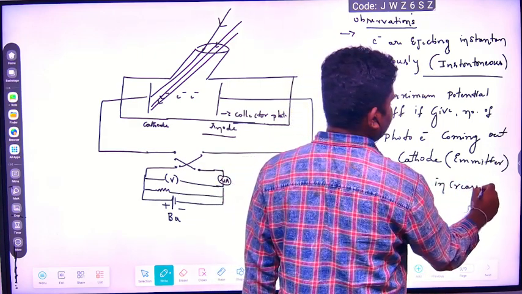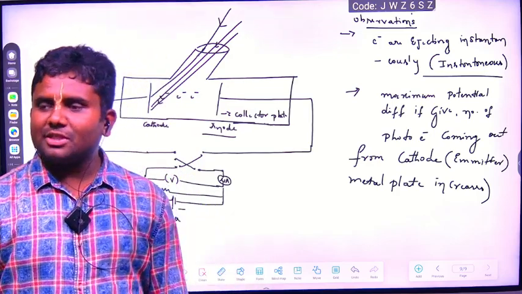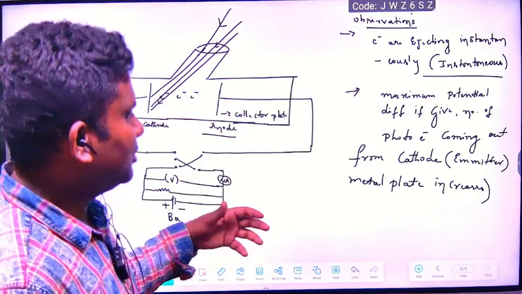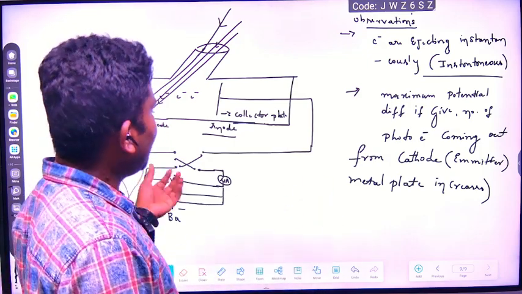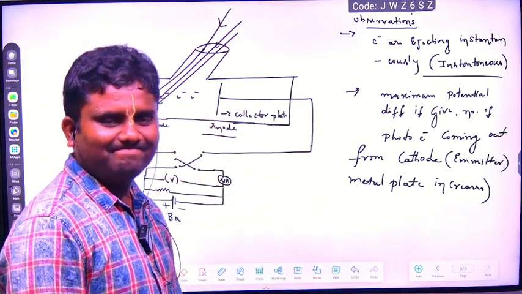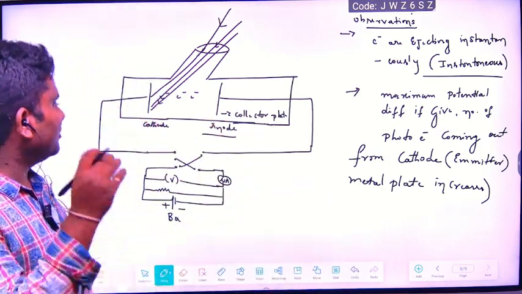This is what they observed. So it depends on the potential: how much potential you are giving to the metal surface, and how many electrons are coming out. So these are some of the observations.